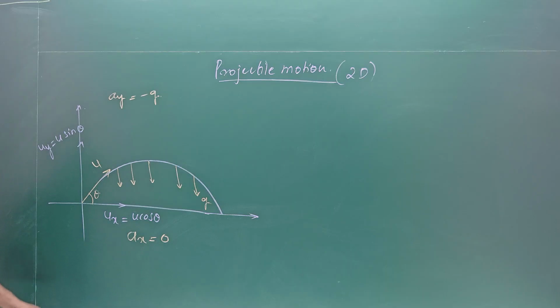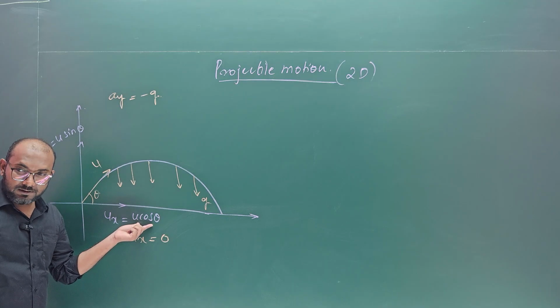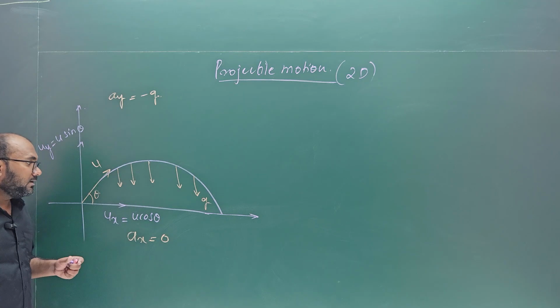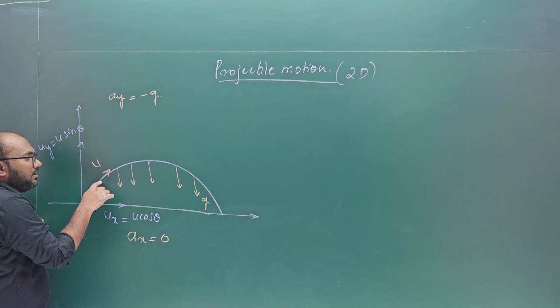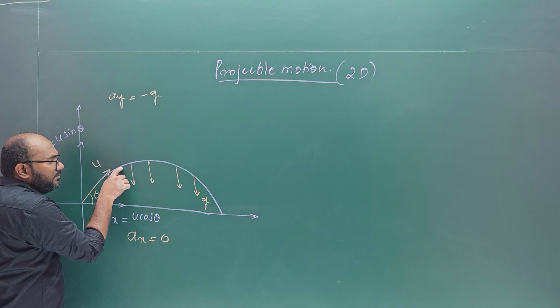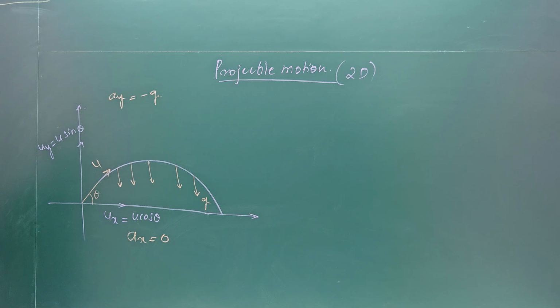If acceleration along the x-axis is 0, then can I say that this ux value, that is u cos theta, will remain unchanged at any point. But the value of u sin theta changes with respect to height and time. The value of u sin theta over here will be different, over here will be different, and over here will be different. Now listen to me.